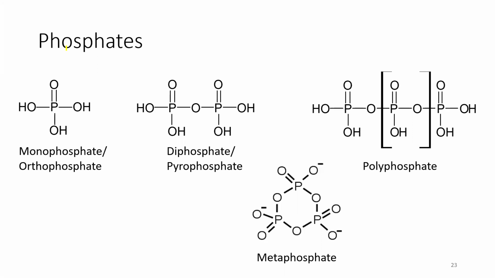We can have a diphosphate, and that would be just two phosphates hooked together. Or we can have a polyphosphate, where we have more than two phosphates hooked together in a polymer. These diphosphates and polyphosphates especially are almost always there to bind water. So they're strong, good at binding water. And then metaphosphate just means that those phosphates are linked together in a ring.